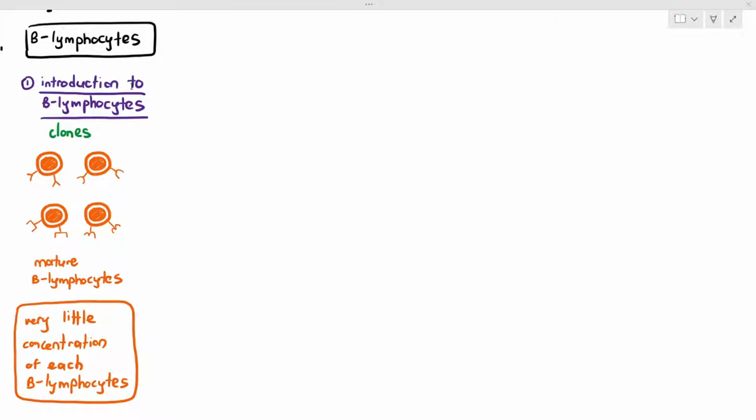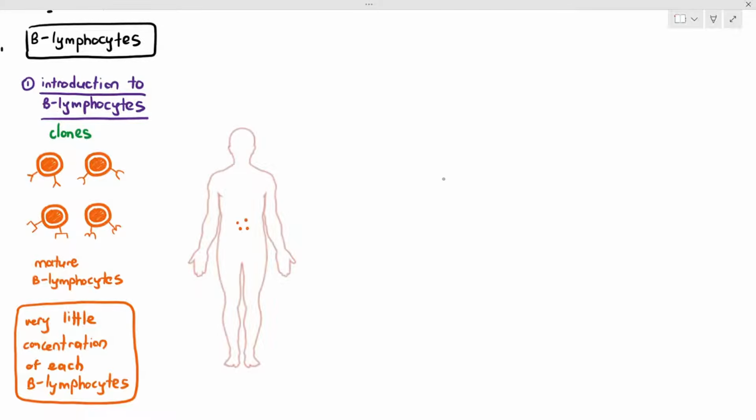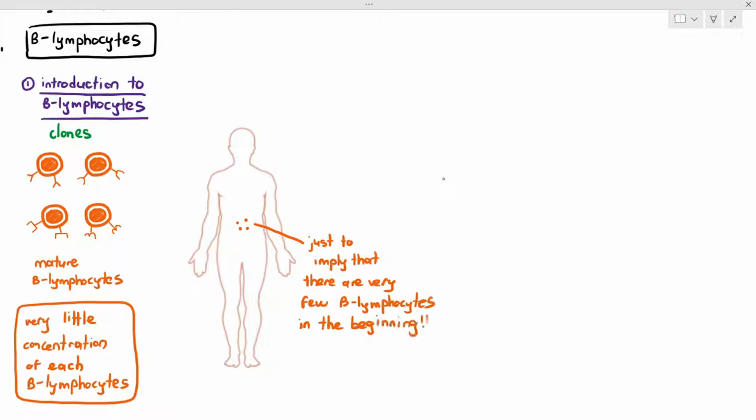Let's imagine for a second that I'm representing the human body here. Now I'm putting 4 dots there. Those 4 dots imply that you have very few B lymphocytes at the very beginning. It doesn't mean that the B lymphocytes are in your abdominal area. No, it doesn't. It is just a symbol, a representation to show you that in the beginning, before any immune response, you have very few B lymphocytes. That's basically it. It's good to understand this part first.